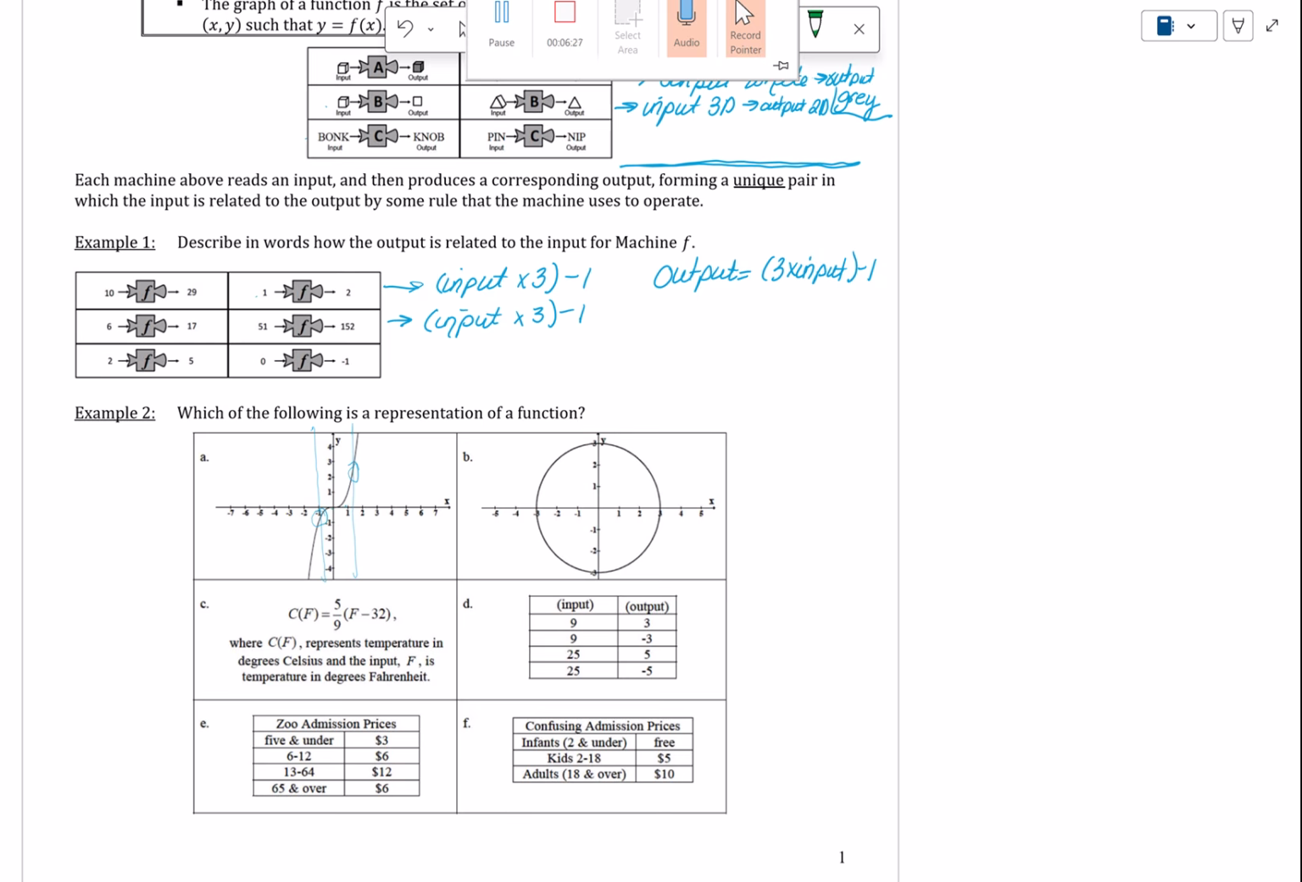So this is a function because when I draw my vertical line, it only crosses once. This is not a function because when I draw a vertical line, it crosses twice. So this is not a function because I get 2 outputs for 1 input.